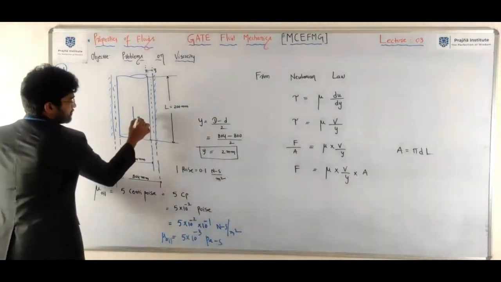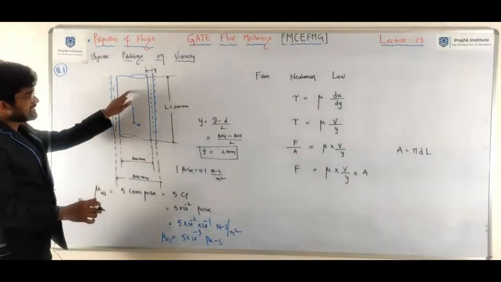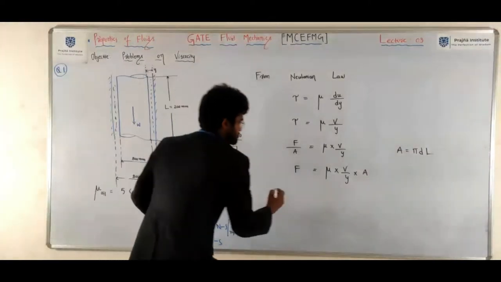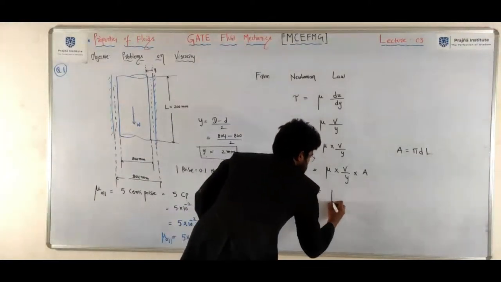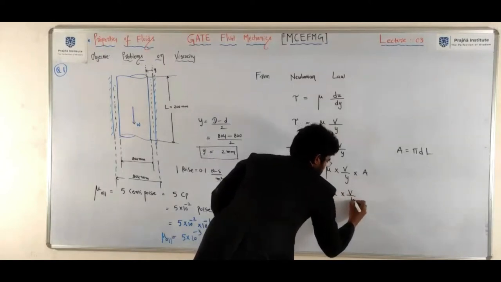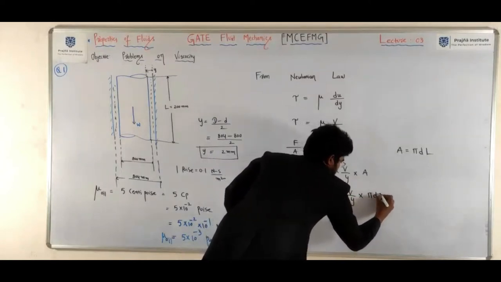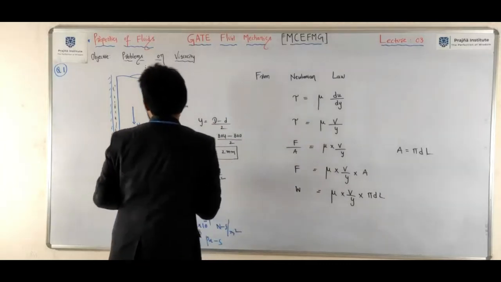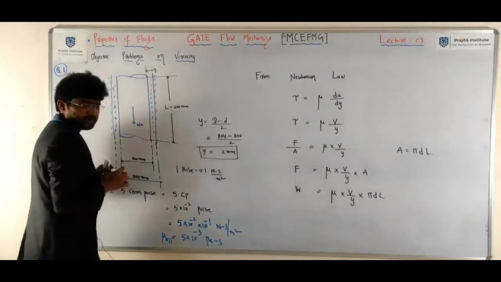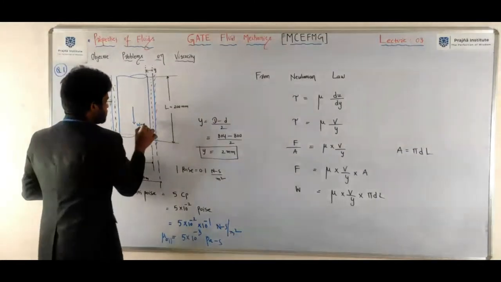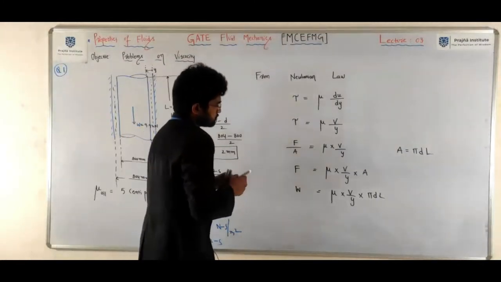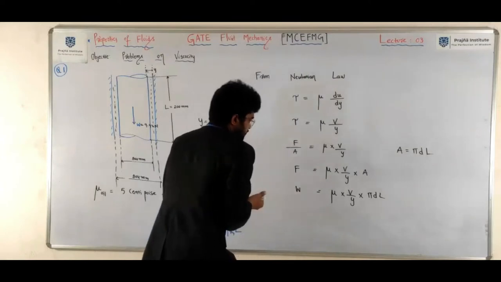What is W here? The load acting is nothing but the shear force. W is equal to mu into V by y into pi D L. What is the load? W is equal to 9.42 newton. Just substitute everything here.